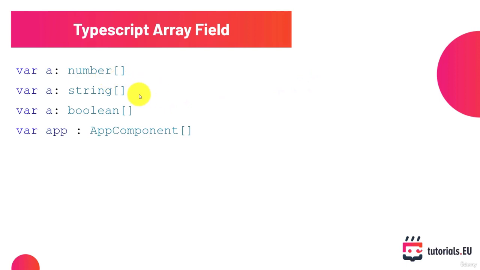Let's move on. This is how you can define arrays. So you get a variable with the name A. It's an array of type number, array of type string, array of type boolean, and even an array of our custom type, for example, app component, which we could have just created.